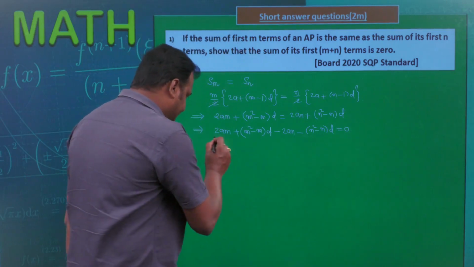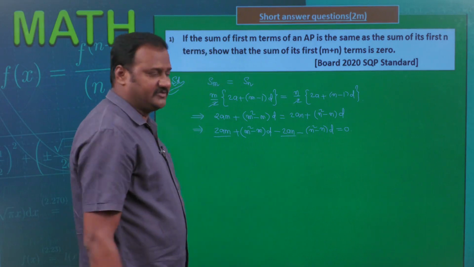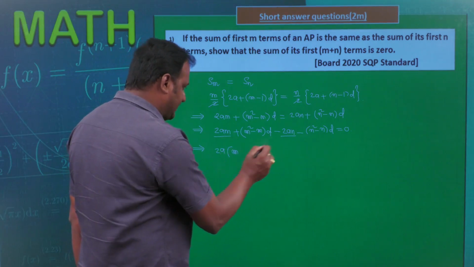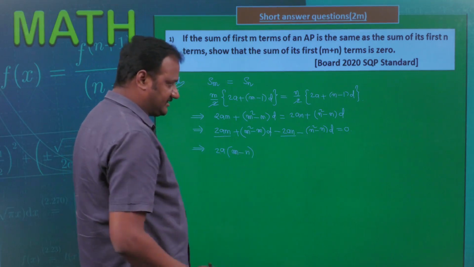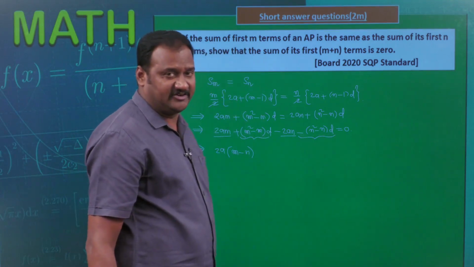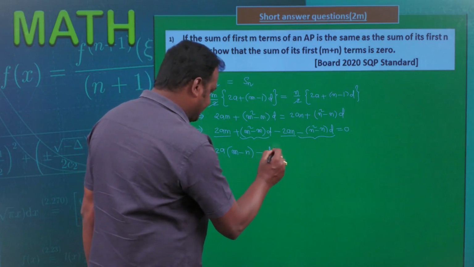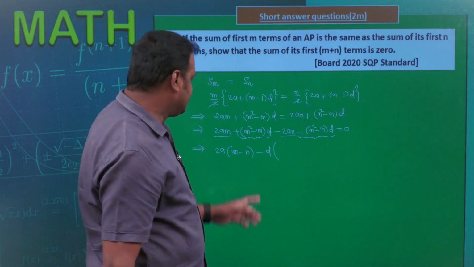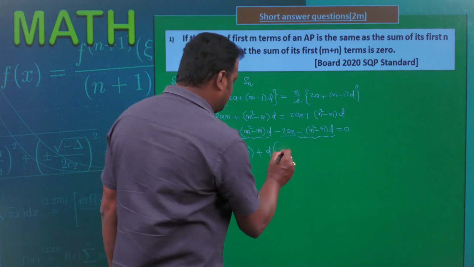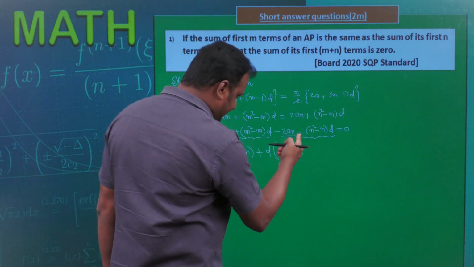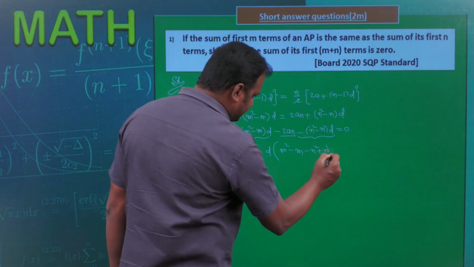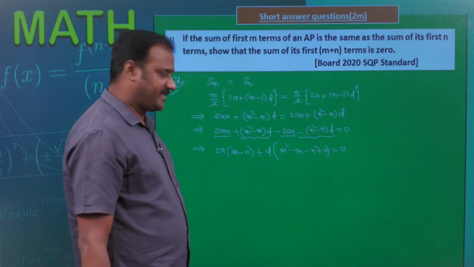Okay? See, here it is 2am and here it is minus 2an. From those two terms, can we take 2a common? So 2a times, here it is m and here it is minus n. Next, from this term and this term, can we take d common? Yes, d times, here m square minus m, and here it is minus, so minus into n square is minus n square, minus into minus n is plus n, equal to 0. Hope you understand this.